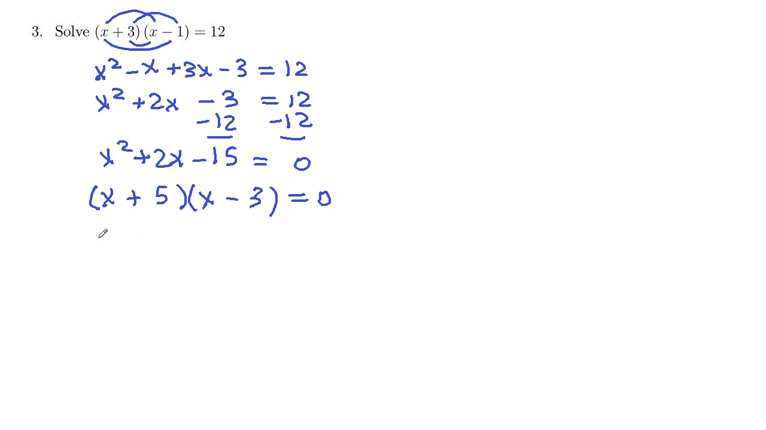So then we will set each factor equal to 0. So if a product is 0, either the first factor, x plus 5, is equal to 0, or that second factor, x minus 3, is equal to 0.